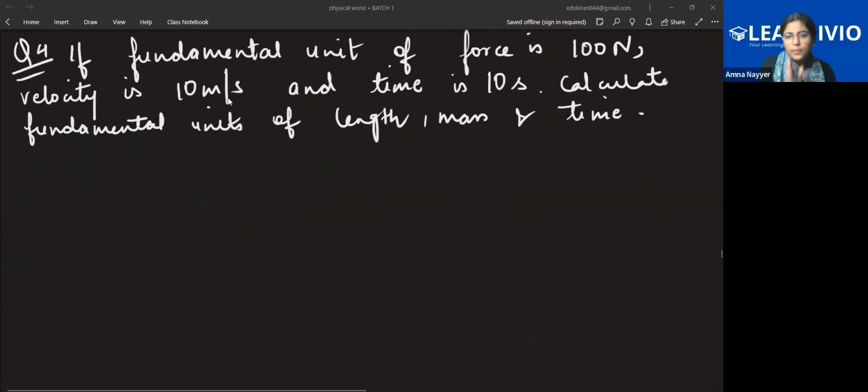Okay, last question, class. If the fundamental unit of force is 100 Newton, velocity is 10 meter per second, and time is 10 seconds, you have to calculate the fundamental unit. See, class, all these last questions which we are doing, these are the toughest questions which are possible and which can come. Nothing can be more than these questions which we are practicing in the class. So just practice the questions which we are discussing in the class. That is enough for dimensional analysis, at least.